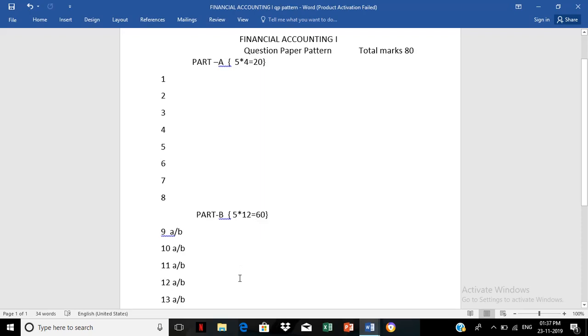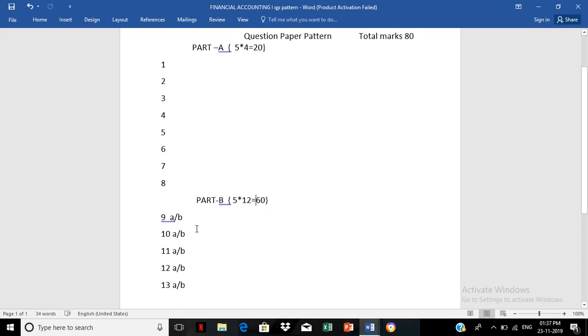And coming to part B, here 5 questions will be given. These are internal choice based. Means from the first unit you will get A as well as B, 2 questions from each unit. So it is an internal choice. You will write A or B. It's not like 9 or 10, it's between A and B. You have to select which one you're going to write. So 9 A or 9 B, 10 A or 10 B, 11, 12, 13, like that.